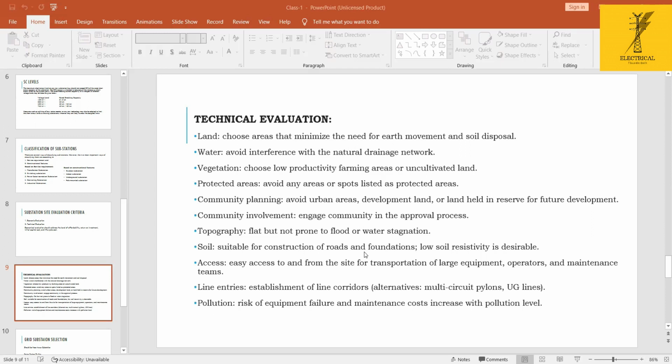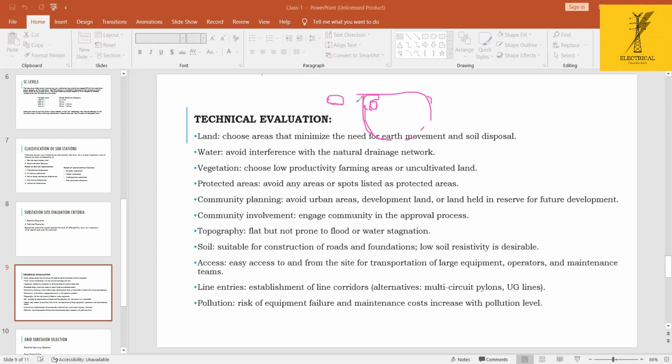Line entries. Check where the 220 kV lines in my substation have to go out. So how will the lines go out? And check the line corridors. Suppose this is my area. Now I selected a substation here, and this is totally a forest area. My grid substation is here. So the 220 kV lines obviously have to cross through this forest.